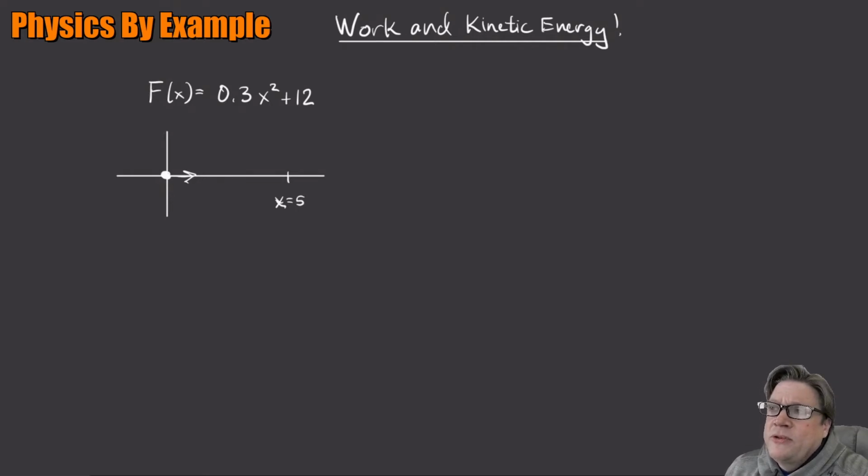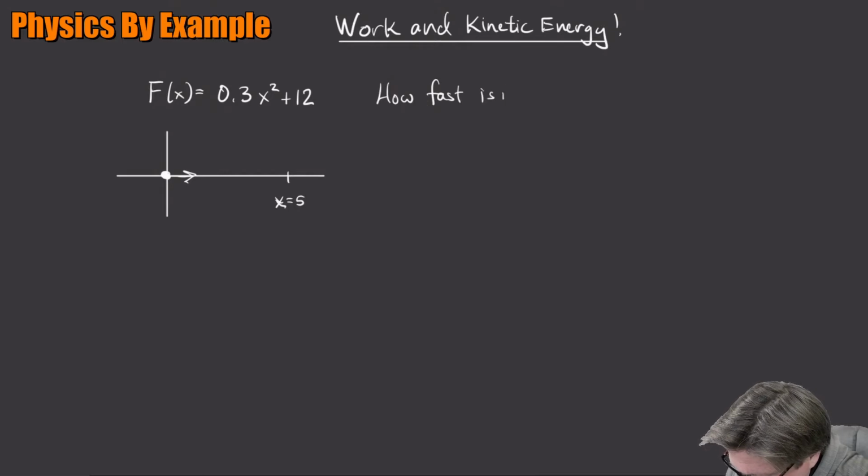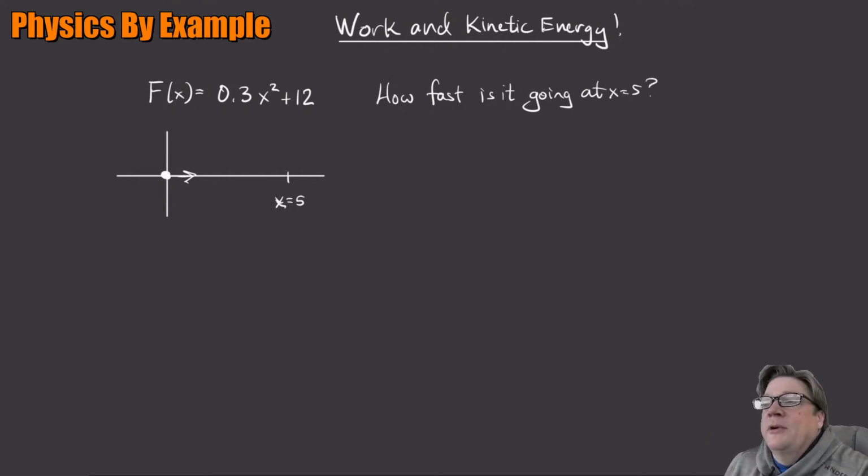Suppose I've got a force that looks like this. It's just some crazy force with numbers that are just made up. But anyway, if a particle starts at 0 and goes to x equals 5, that force is going to be changing depending on where it is. The more it goes down the x-axis, the stronger the force gets, as x squared. So what I want to know is, how fast is this thing going to be going at x equals 5? Okay, that's what I want to know.